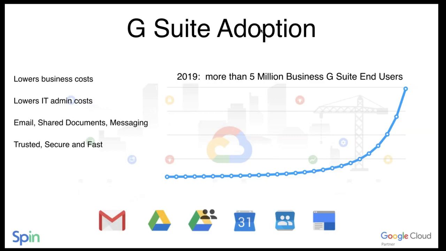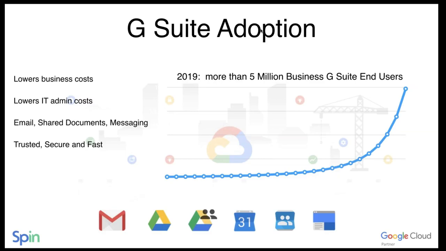So the reason people are using G Suite, first of all, there's the practical part. It lowers the business costs. It lowers the IT admin costs. But then we get a lot of benefits we never got from email itself. We get email plus shared documents plus messaging. There's a lot of apps. It's trusted, fast, and secure. We love this stuff. It's actually changed many businesses for the better.